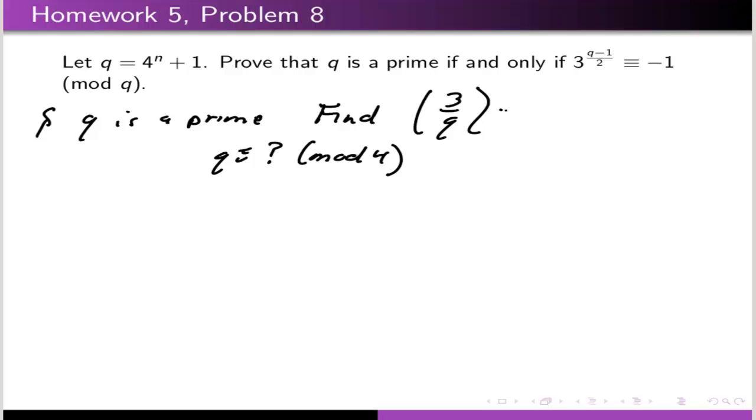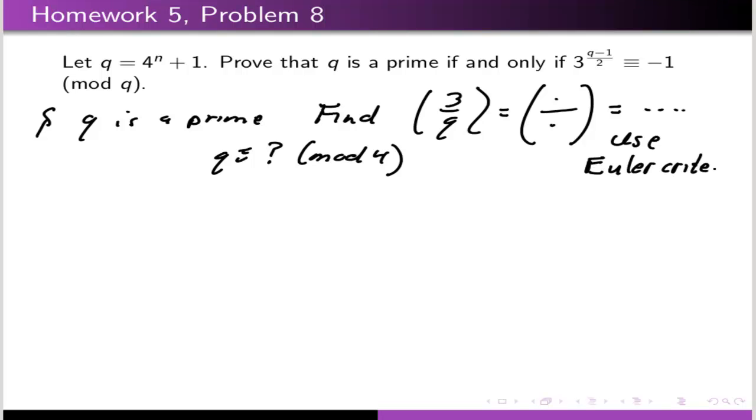And so by quadratic reciprocity, you can flip it, and decide whether there's a plus or minus sign right here. And then you know what the value of Q is mod 3, and so you can calculate this and then use the Euler criterion. Okay, that's one direction.